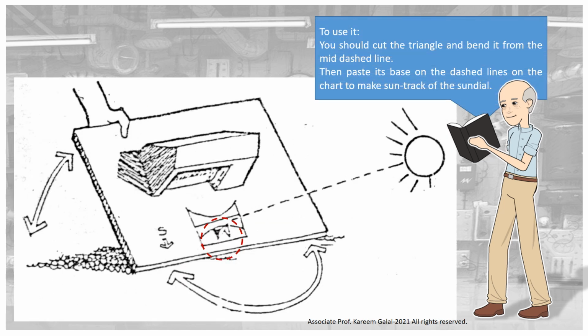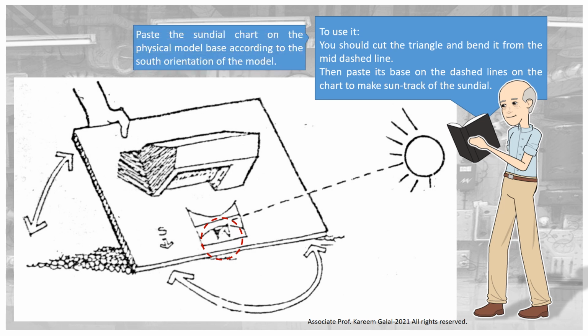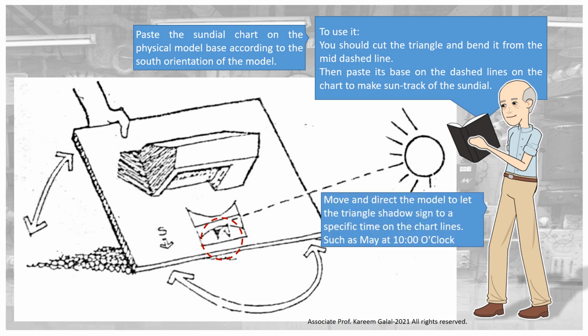To use it, you should cut the triangle and bend it from the mid-dashed line. Then paste its base on the dashed lines on the chart to make the sun track of the sundial. Paste the sundial chart on the physical model base according to the south orientation of the model. Move and direct the model to let the triangle shadow point to a specific time on the chart lines, such as May at 10 o'clock.